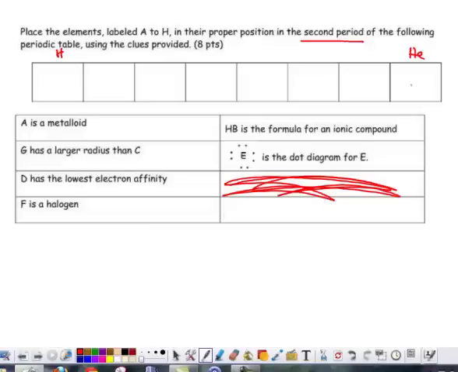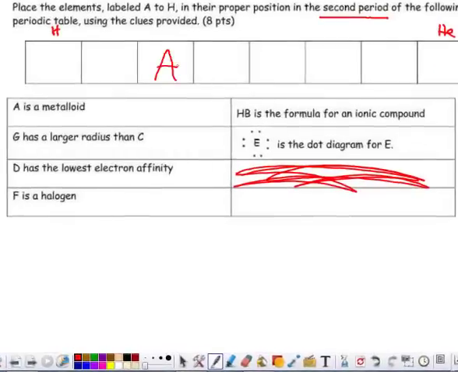All right, so I know what elements are there, so I can kind of look and cheat and figure out which one is a metalloid, and that would be boron. So A is going to go right there with the metalloid. There's only one metalloid in the second period of the periodic table. So I got A. That's definite. G has a larger radius than C. I don't know where they go yet, but remember the trend for radius is it decreases going in that direction. So G is going to go to the left of C, but we don't know where yet.